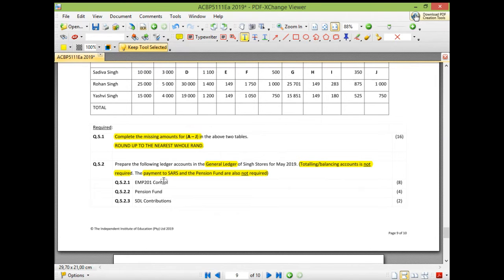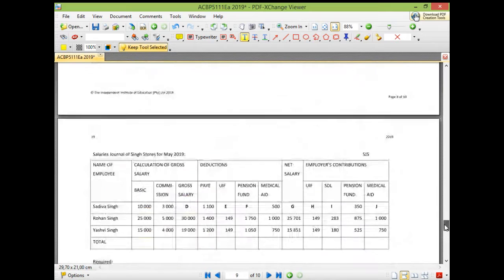And then you have to complete the EMP 201 control accounts. So that is where we account for all the taxes that we have to pay over to SARS. You have the pension fund account, and you have the SCL contributions. So those are the 3 general ledger accounts. So we're going to start off with A to J, and then we'll move on to the general ledger accounts and how to account for that.